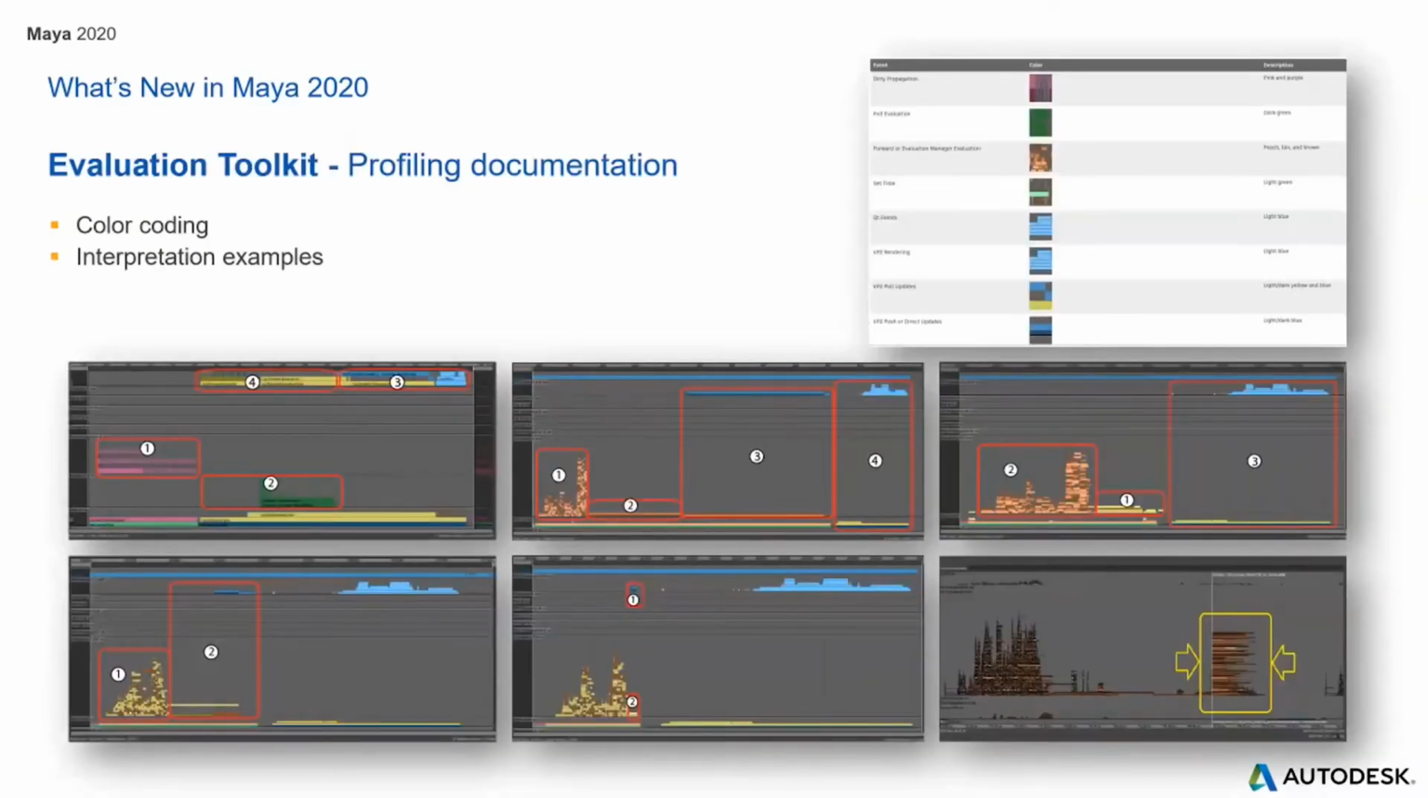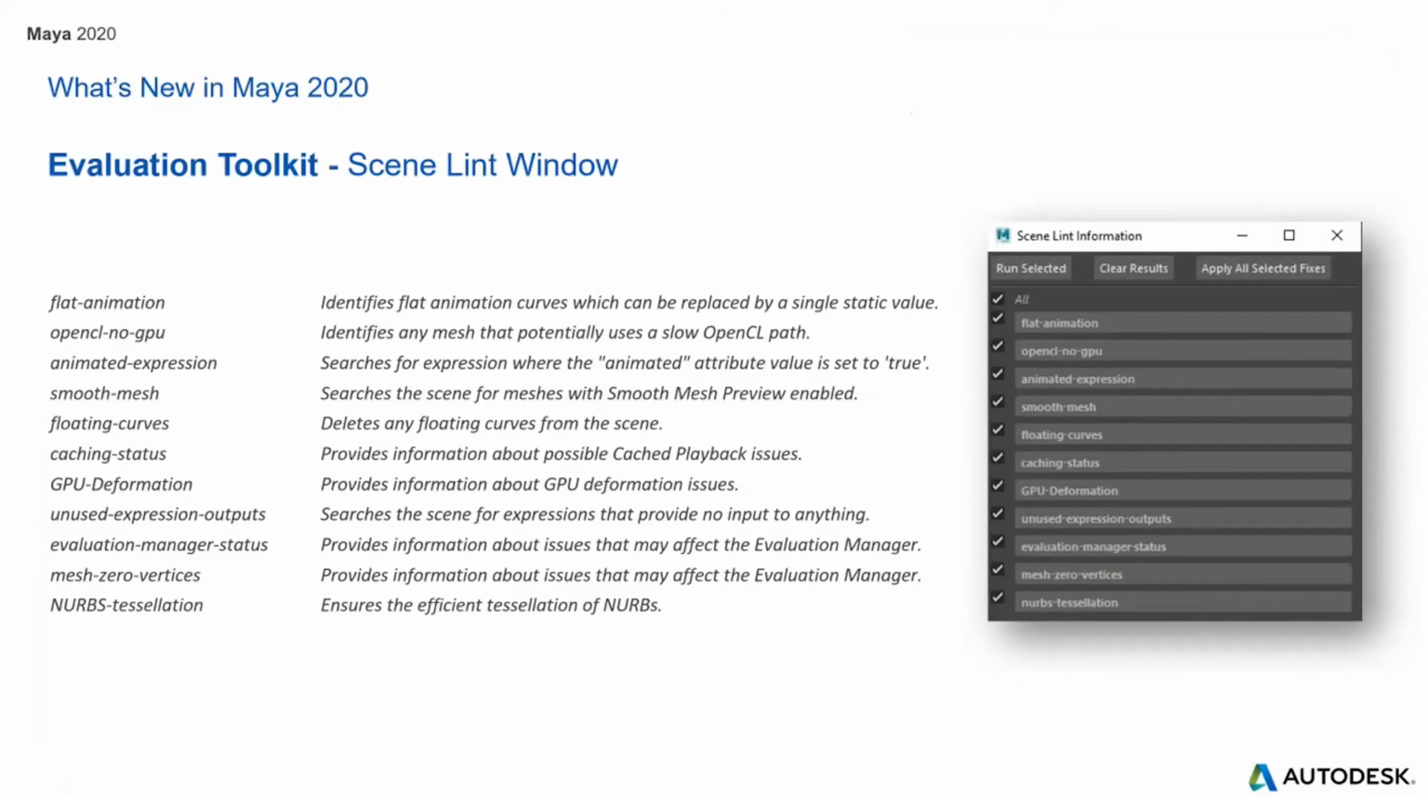Also for rigging or for the whole animation part, the evaluation toolkit now has a proper profiling documentation. So when you look in the profiler, all of these images here are screenshots of the profiler, you no longer have to guess what all of these parts and pieces are. It's now properly documented so that you can learn how to use this analysis tool to find out why your scene is doing what it does. Same thing with the scene lint window. It's now properly documented what it does and how to use it.